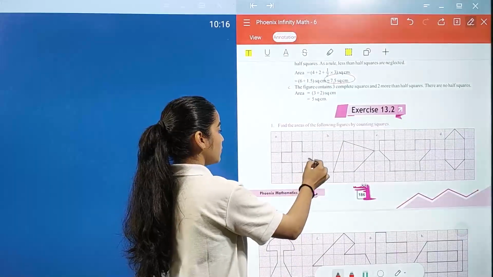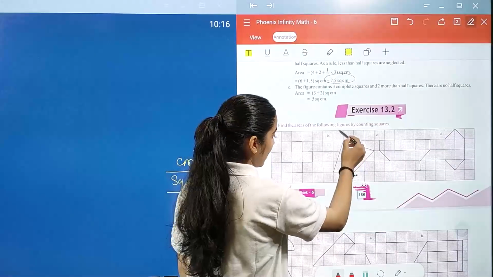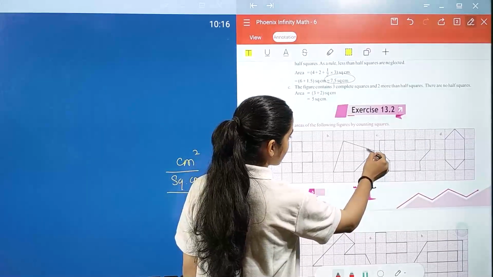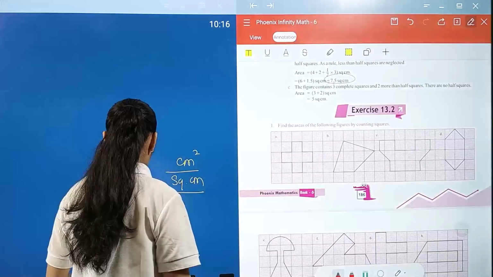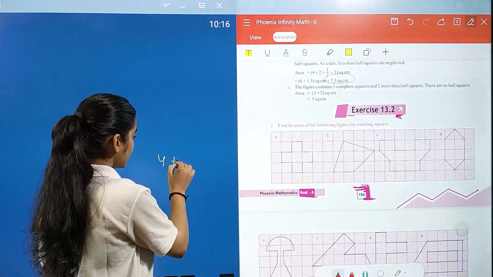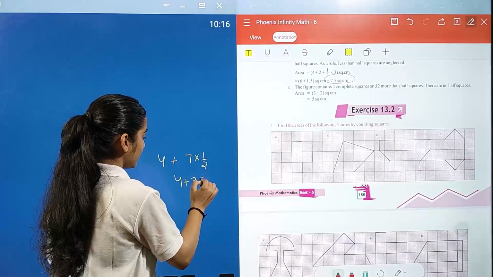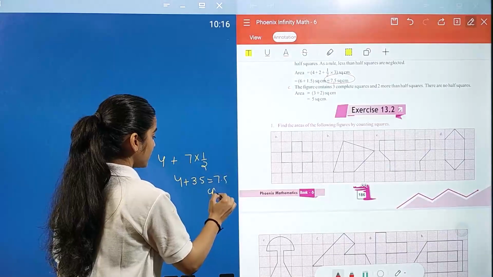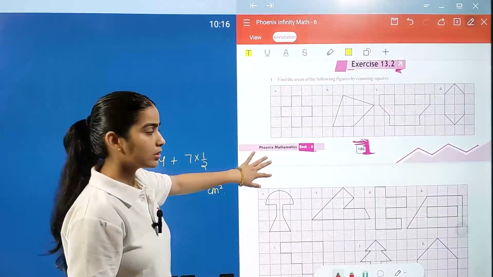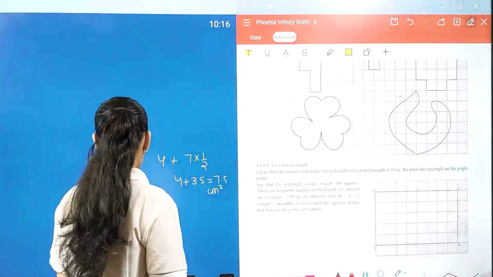So we have 1, 2, 3, 4, 5. It means 5 centimeter square. Then 1, 2, 3, and after 3 we have 1, 2, 3, 4, 5, 6, 7. So we have 4 complete squares plus 7 half squares. It means we have 4 plus 3.5, that is equal to 7.5 centimeter square, which is your answer. So students, that is very easy for you. You just have to count the squares covered by these shapes, and you can write your answer. Now we deal with the area of a rectangle.